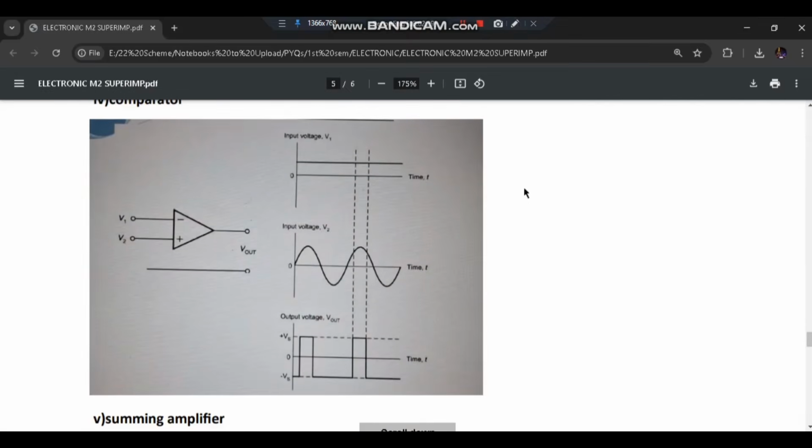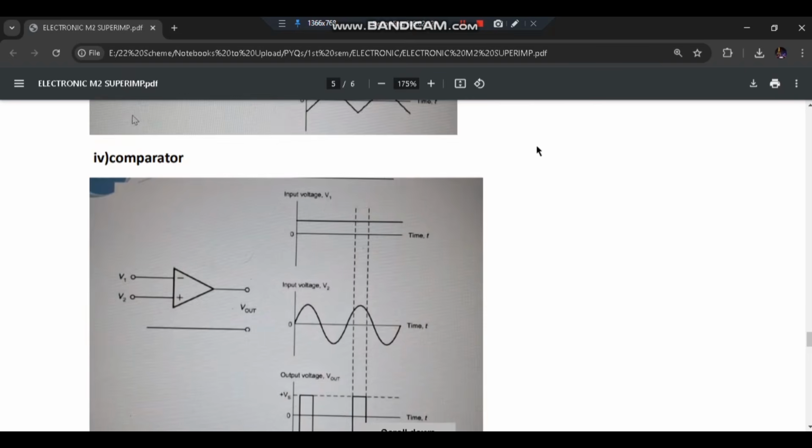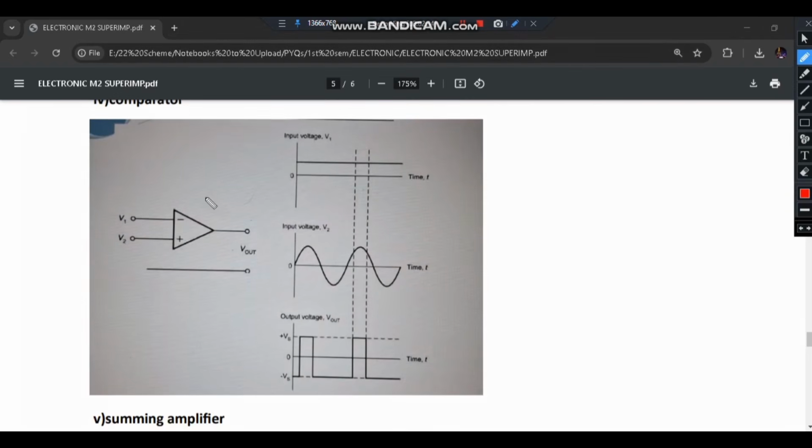Next one is the comparator. Comparator means comparing two voltages. V1 and V2 are present, and we are comparing these two voltages. Whichever is the bigger voltage will have a higher value. This is the input voltage here and this is here. Which is greater? This one is greater, so there will be a high point here. And here also, this is greater than this point, so this will have another high value here. So this is called a comparator. Whichever has a higher value, there it will be higher.